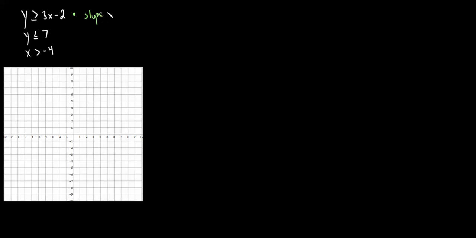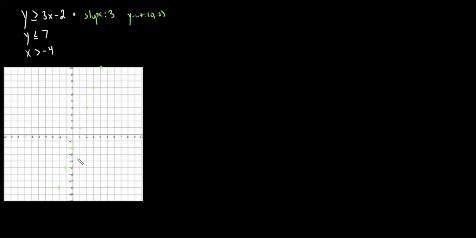The slope of this one is going to be 3, so I'm going up 3, right 1, up 3, right 1, and the y-intercept is going to be 0, -2. Okay, so I can go ahead and plot this. So the y-intercept is 0, -2, and the slope is 3. So up 3, right 1, up 3, right 1, and so on. Okay, and I can go backwards, down 3, left 1, and down 3, left 1.